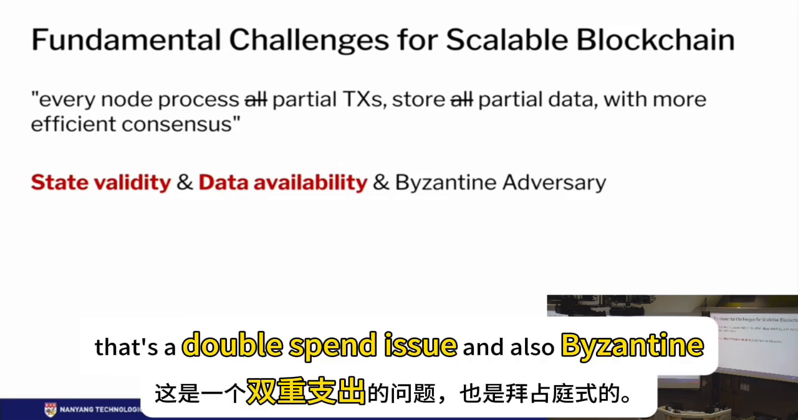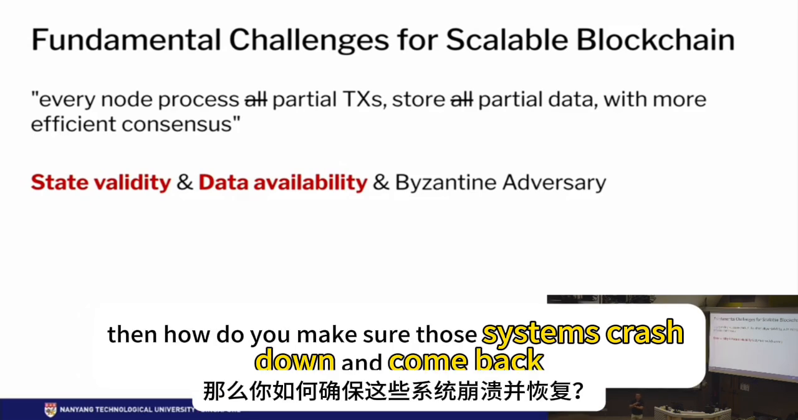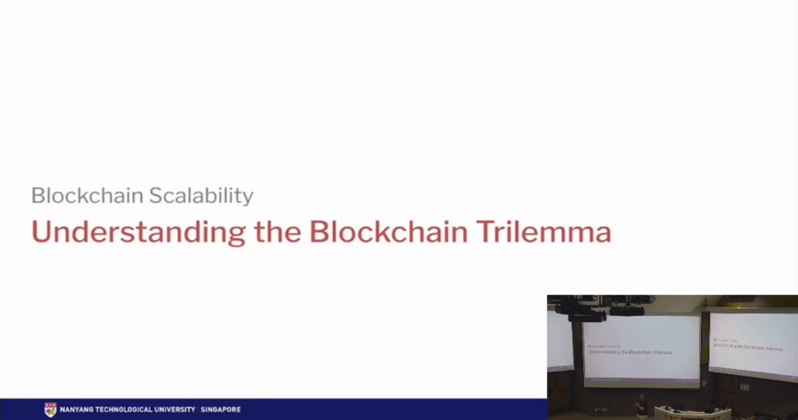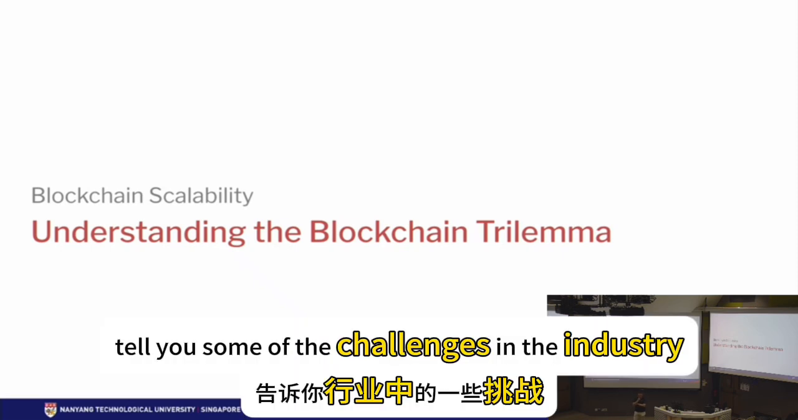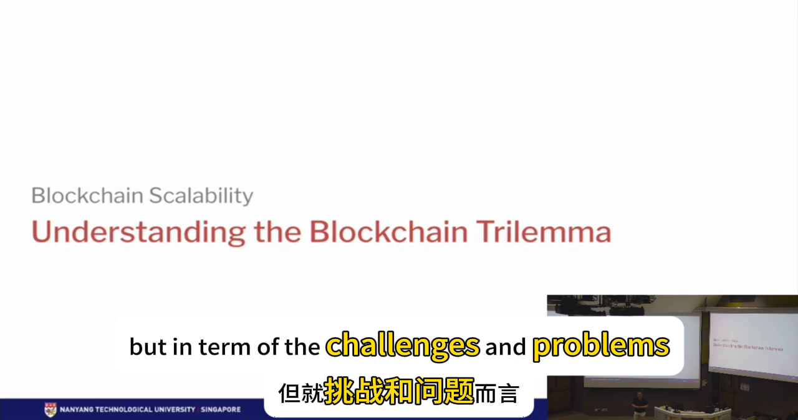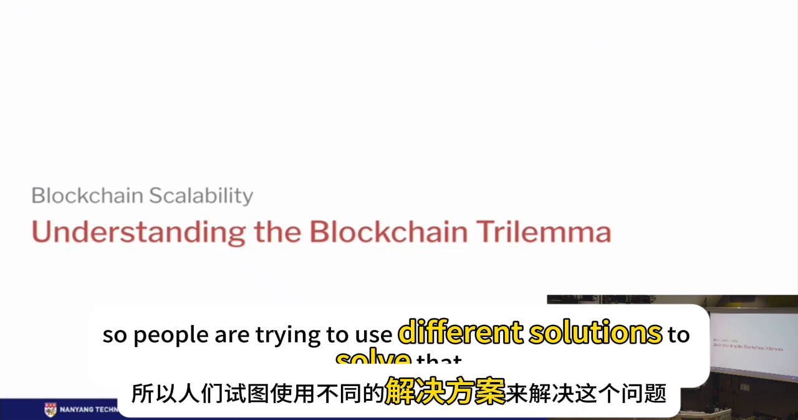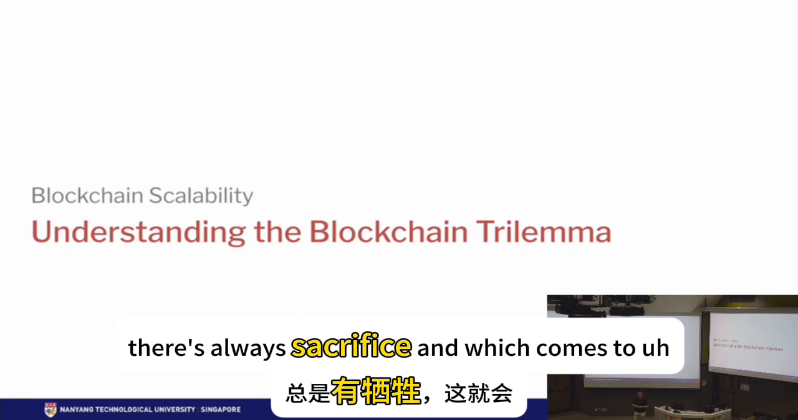And also Byzantine faults: systems may crash, right? Then how do you make sure those systems that crash and come back again have the duplicated data? So that's what I want to tell you, some of the challenges in the industry. People are trying to define the scalability issues, but in terms of challenges and problems, they're always there. So people are trying to use different solutions to solve that. But when you do that, there's always a sacrifice.